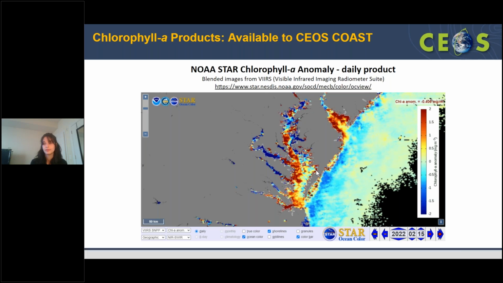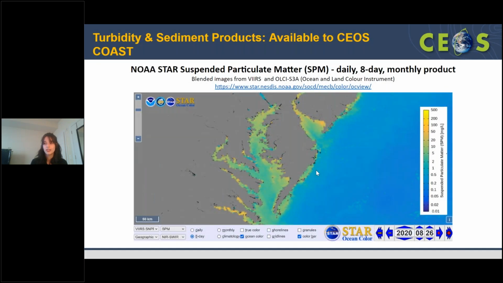Next slide, please. So STAR also has a remotely sensed suspended particulate matter, or SPM, product. Suspended particles absorb and scatter light that can be detected by a satellite. And this satellite-derived SPM product can be useful when tracing currents, sediment transport modeling, and understanding the land-ocean sediment flux as that impacts coastal ecology. This product is available back to 2018 and is likewise available on a daily, 8-day, and monthly basis.